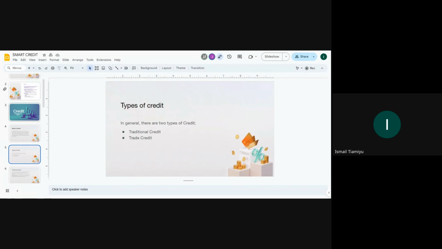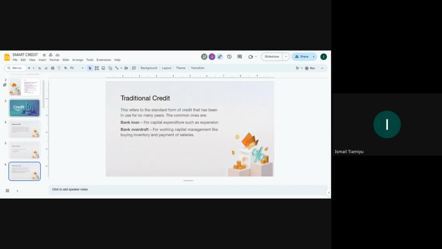There are various types of credits, but for this webinar, we're going to be focusing on two. So we have the traditional credit and trade credit. For traditional credit, it is the oldest form of credit that is known to man, and it has been in use for so many years.